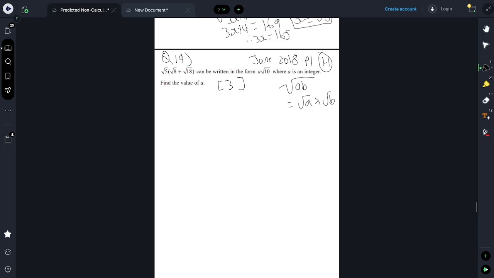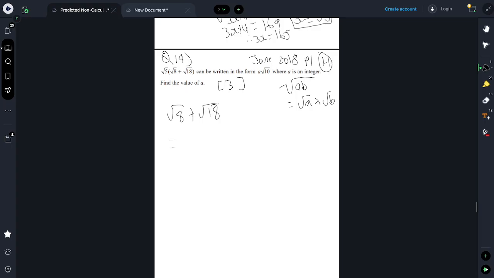So we're told root 5 times root 8 plus root 18 can be written in this form, and then also find it out. So we need to expand this, right? Now, firstly, notice we're going to have to deal with what's in the bracket. We have root 8 plus root 18, and we're adding two surds.